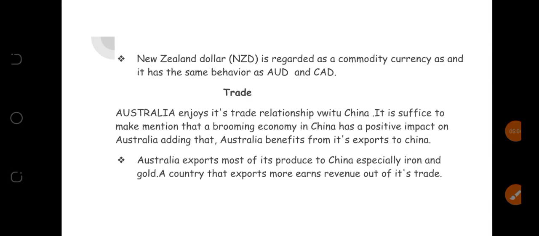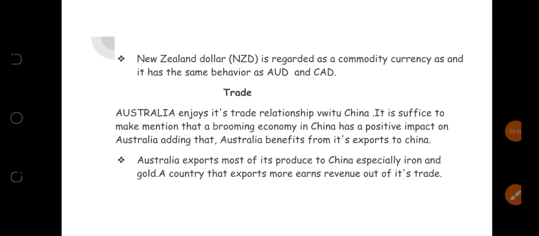The same thing may happen to the New Zealand dollar. It is also regarded as a commodity currency. It suffices to mention that the New Zealand dollar has the same behavior as that of the Australian dollar and Canadian dollar. And then other things that you should also be reminded of are what we call trade. Australia and New Zealand are export oriented countries, and they export most of their produce to China.